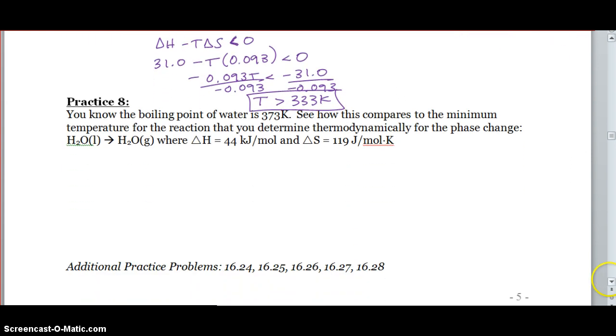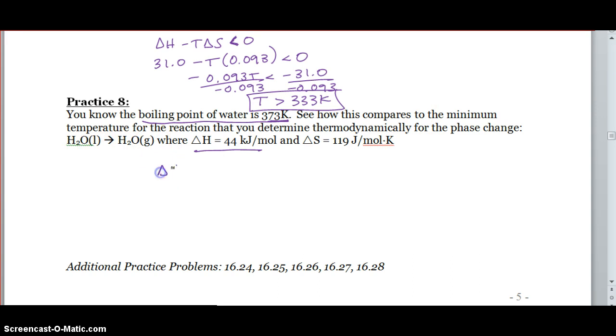Alright, and number 8, a similar scenario, but they're actually giving you some real-time data. They're saying the boiling point of water is 373 Kelvin, or 100 degrees Celsius, and they want to know how this compares to the minimum temperature in order for this to be thermodynamically spontaneous. So again, delta H is positive, entropy value is positive. They want to know where would this happen spontaneously.